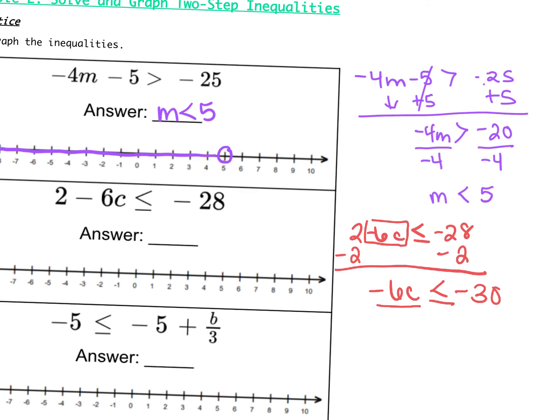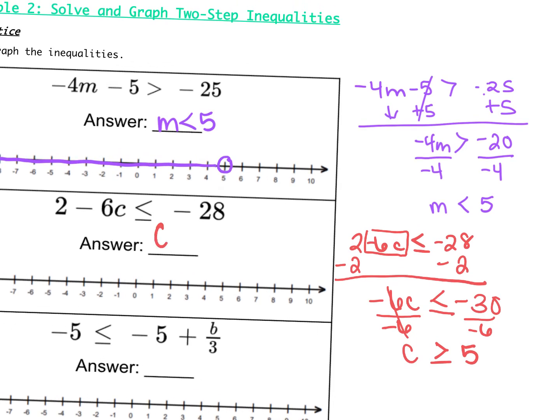I'm going to divide by negative 6 on this side. The same on this side. I divided by a negative, so I need to switch my sign. So now this turns into 1, so I have 1c. And negative 30 divided by negative 6 gives me a positive 5. So now I have c is greater than or equal to 5. So we make our closed circle because it is greater than or equal to, so 5 is included, and it's going to be all numbers bigger than 5, which goes to the right.